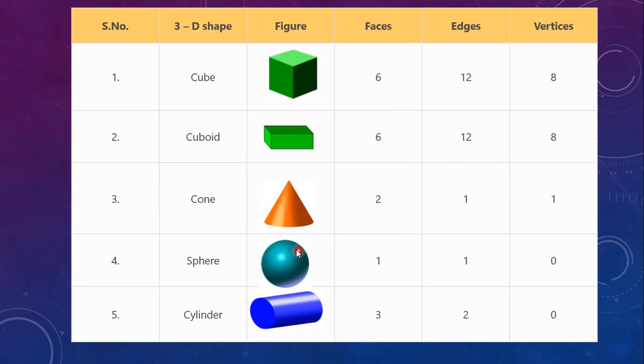Next is sphere. A sphere is a round shape and it will be having only 1 face and 1 edge, and there will be no vertex. Next is cylinder. A cylinder is having 3 faces, 2 edges and there will be no vertex. So this is about faces, edges and vertices of the 3D shapes.